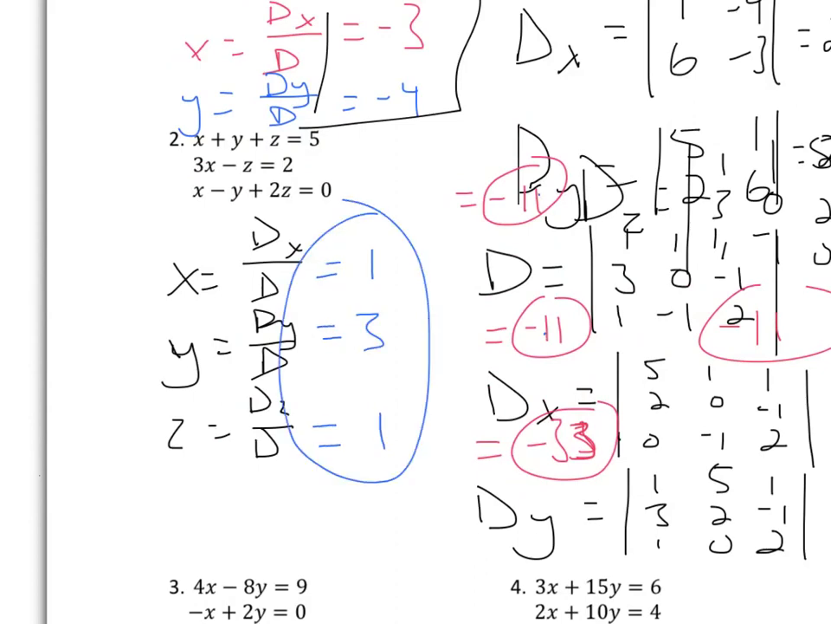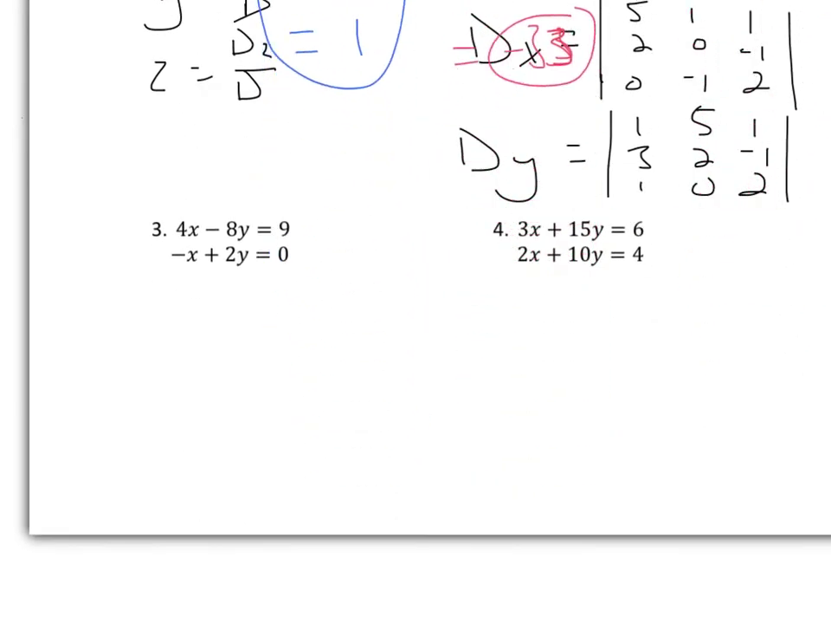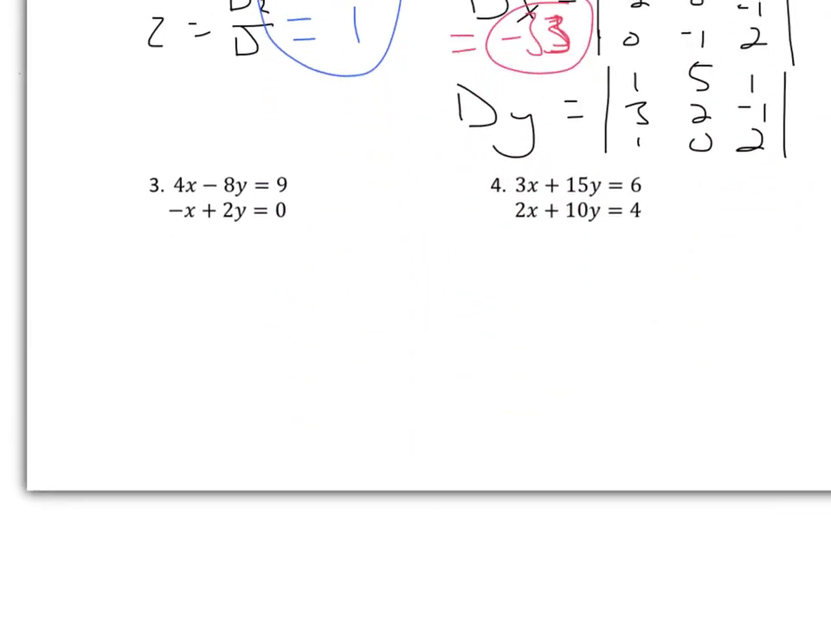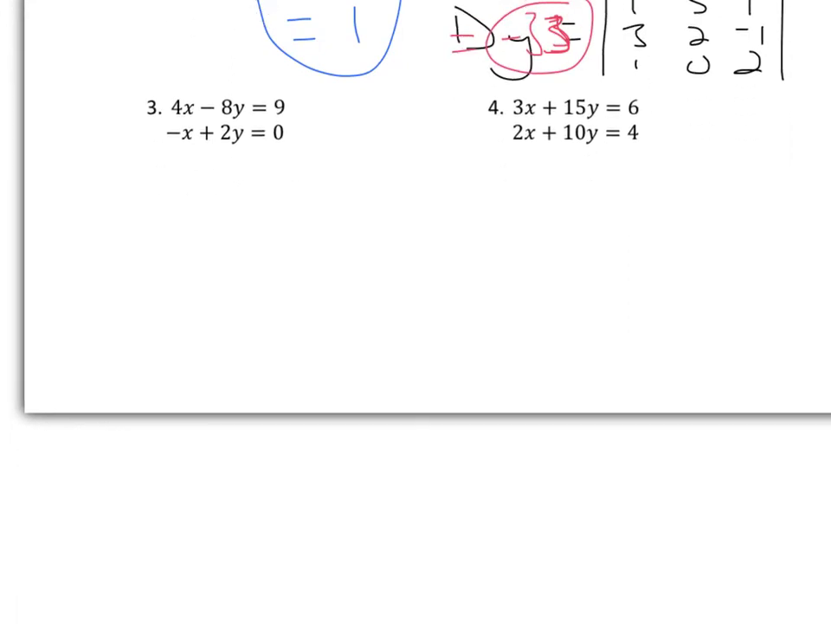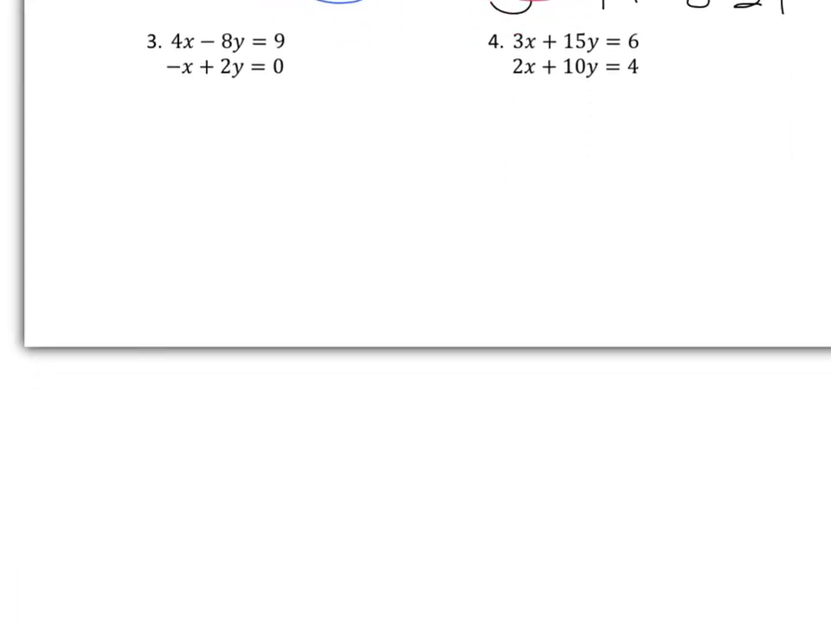All right, last two problems here. These are just quick examples on what you need to do if your determinant comes out to 0, whether or not to know if it's all solutions or no solutions. So the way this works, we got to do the same thing. Our determinant here is 4, -8, -1, 2. When you work it out, you're going to get 8 minus 8 is 0.